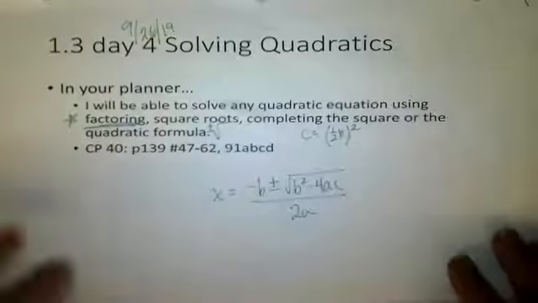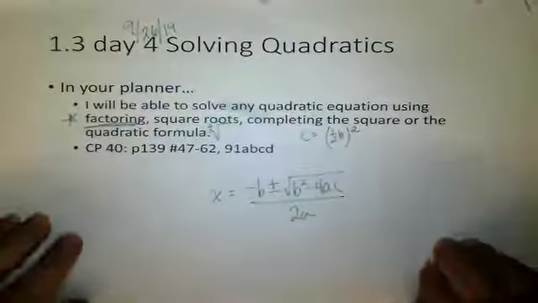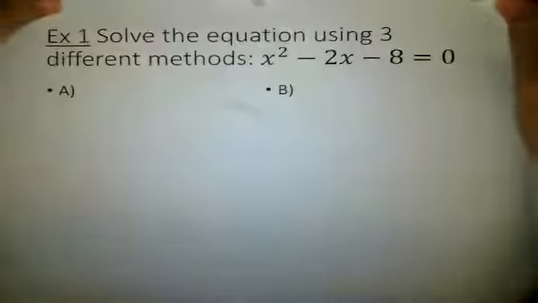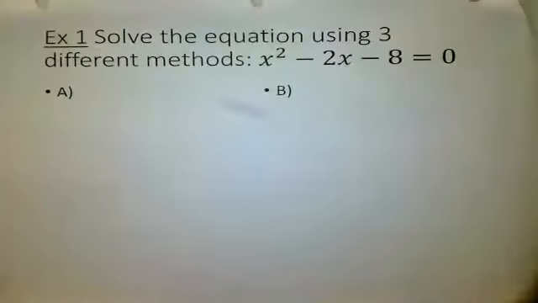Okay. All right. So today we just have a very quick review of 3 of the methods. Example 1: solve the equation using 3 different methods. We're only going to take this one equation and solve it 3 different ways. We have 4 methods though. You'll notice this equation, x squared minus 2x minus 8 equals 0.